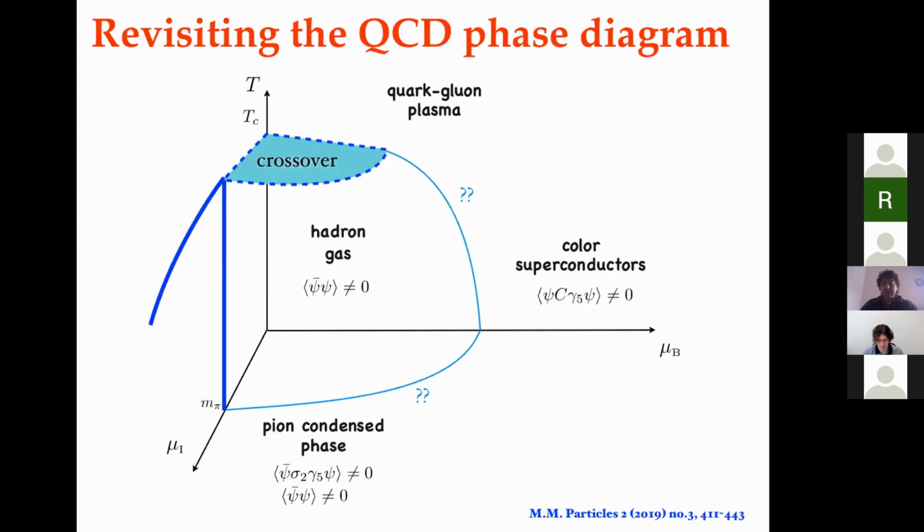So this is somehow an updated picture of the QCD phase diagram, where it's shown the phase transition between the hadronic gas and the pion condensate phase. There are still many question marks, but at least this part of the QCD phase diagram has been attacked, I would say, successfully described.